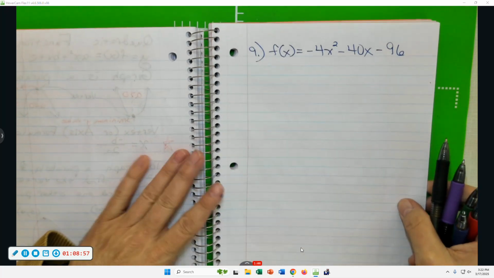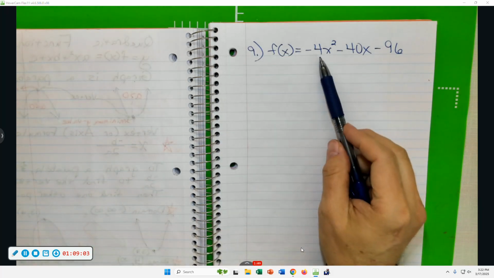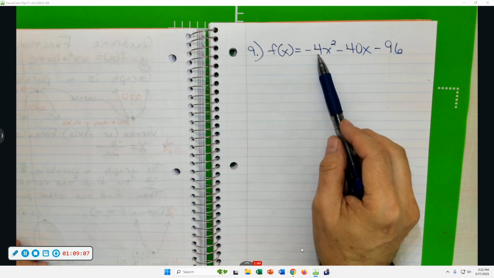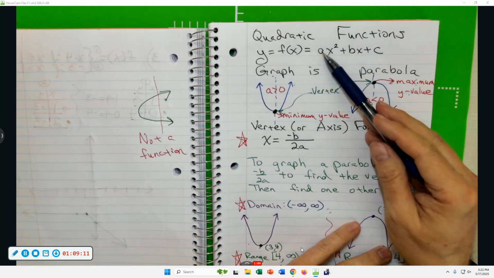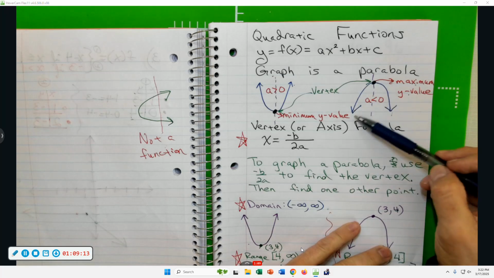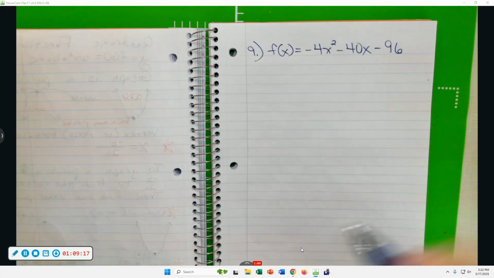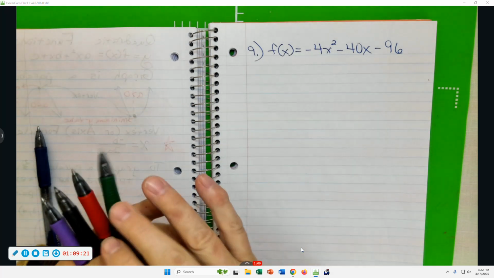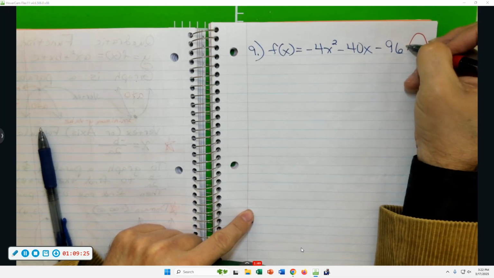When I look at this function, I know the general shape. Look at the number in front of x squared. Is that positive or negative? Negative. If that a value, the number in front of x squared, is negative, you expect the graph to be opening downward. So even before I start drawing the graph, I have a good idea. I know the graph is supposed to look like that when I'm finished.